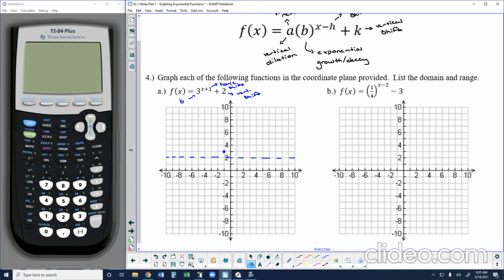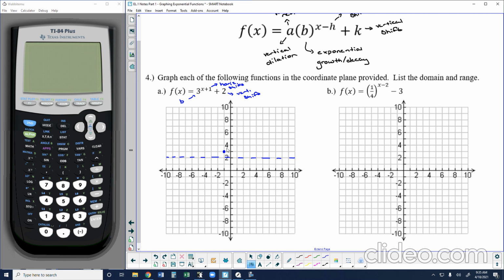Now we know that this is an exponential growth function, and there's no reflections. So we know that it's going to go up to the right, and then it's going to approach the asymptote to the left. Now to figure out where those values are, we can do this with or without a calculator. What we have to do is look at the base.